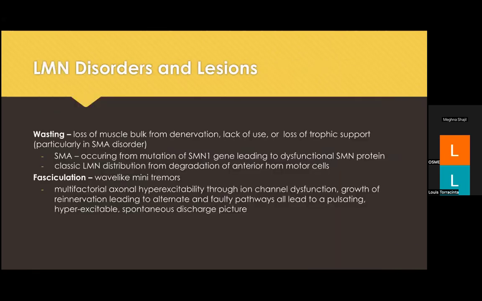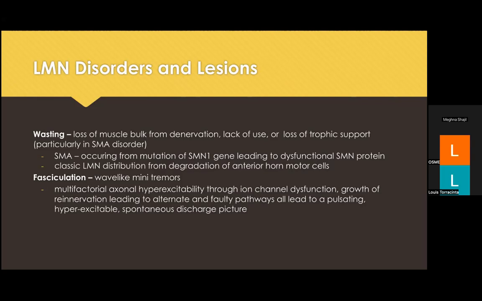Okay. Lower motor neuron disorders and lesions. So just important to think about. We talked a lot about strokes and things. So what happens if you have problems with the lower motor neurons? Well, you'll have wasting. So you'll lose those lower motor neurons, which are directly innervating the muscle. And so you'll have loss of muscle bulk, because if you don't use it, you lose it, basically. And you also lose trophic support.